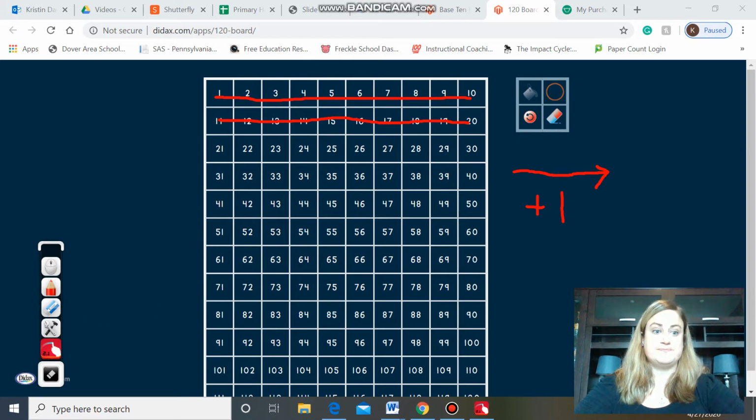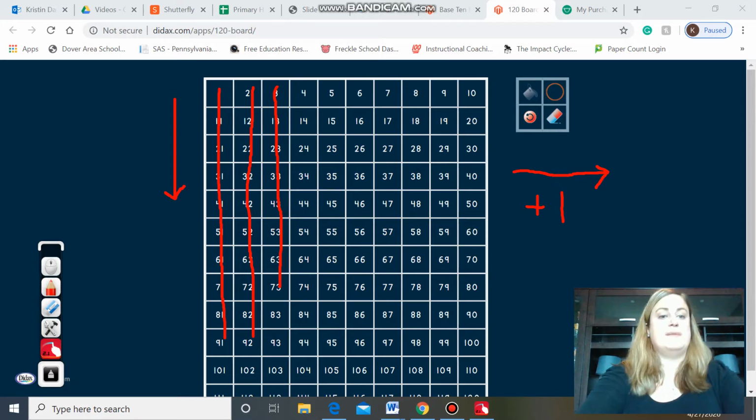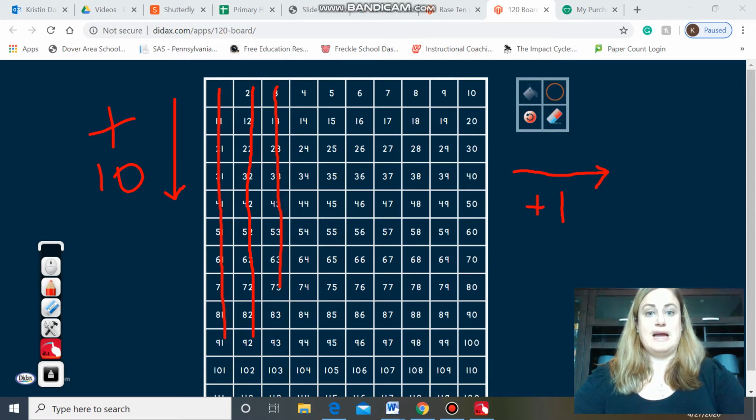Now, if I'm moving, let me erase my rows here. If I'm moving from top to bottom, I am in columns. So I'm moving up and down, vertical, top to bottom. So if I'm moving down, then I'm adding 10, okay? So side to side across a row, we are moving by 1. And then if we are moving straight down in a column, we are going by tens.